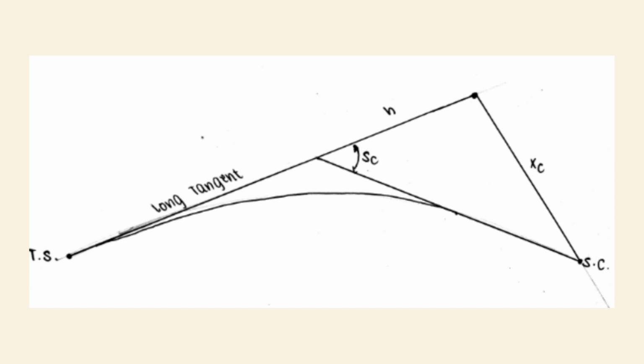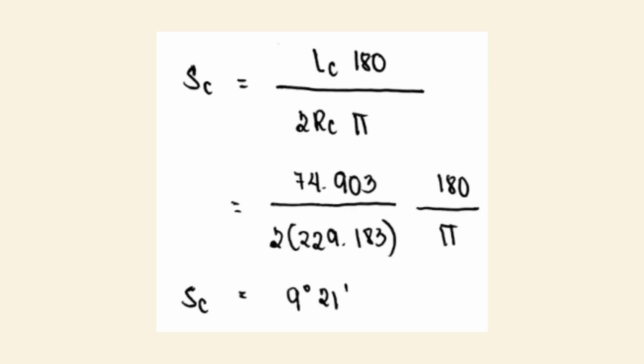Next, for C, we are to determine the length of the long tangent. From the given, we can use this illustration as the reference. Based on this figure, we can find the length of the long tangent if we subtract the value of h from 73.60 meters. So let's determine first the value of h. But to do that, we need to first determine the value of the spiral angle, or the S sub c, and the offset distance, or the x sub c.